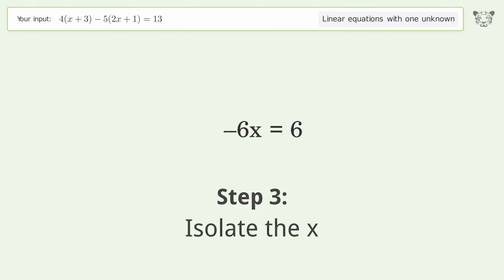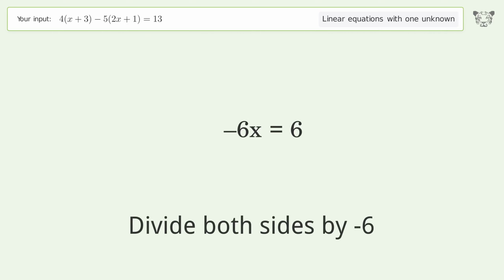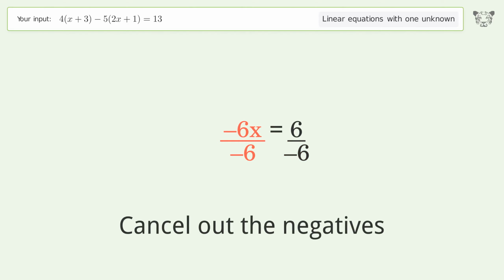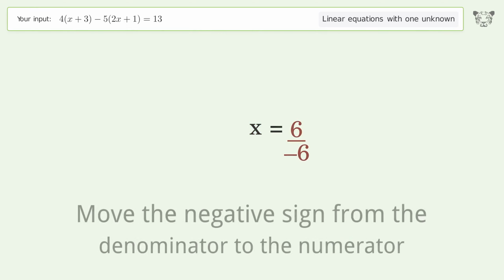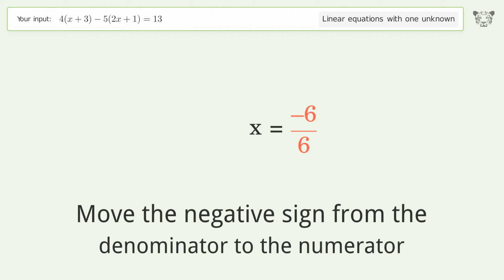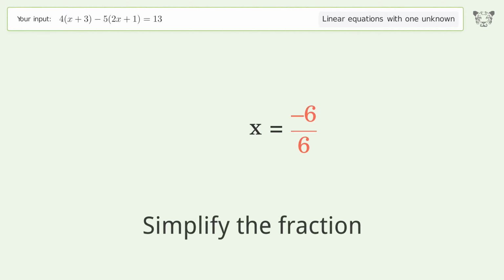Isolate the x. Divide both sides by -6. Cancel out the negatives. Simplify the fraction. Move the negative sign from the denominator to the numerator. Simplify the fraction.